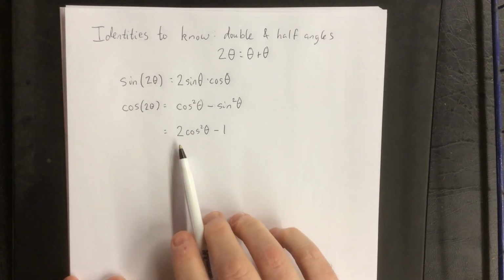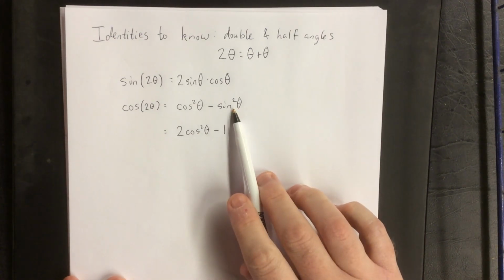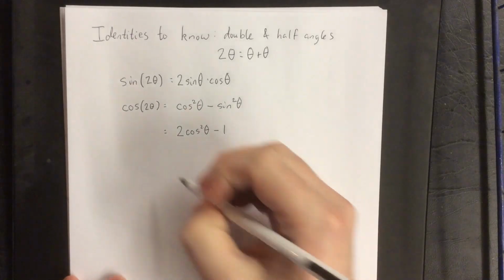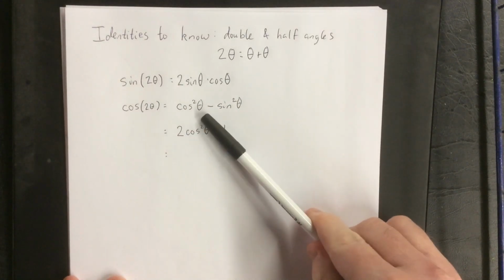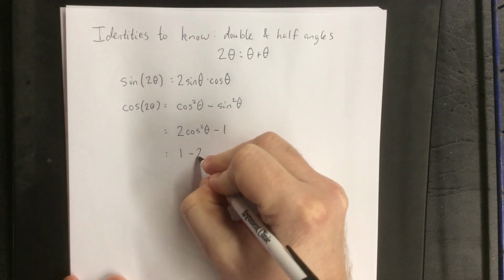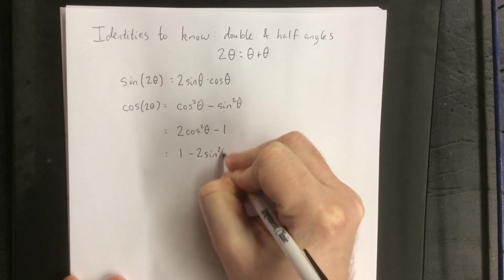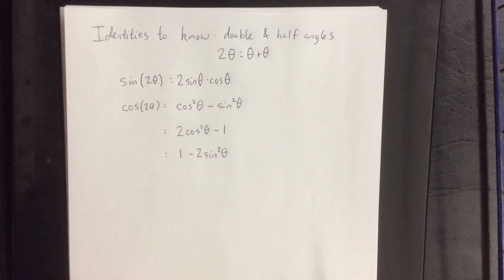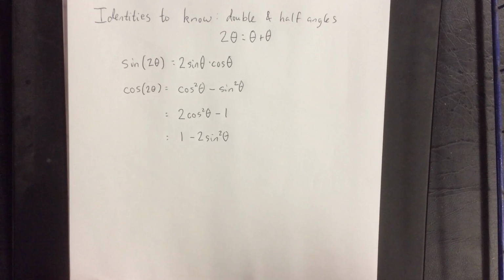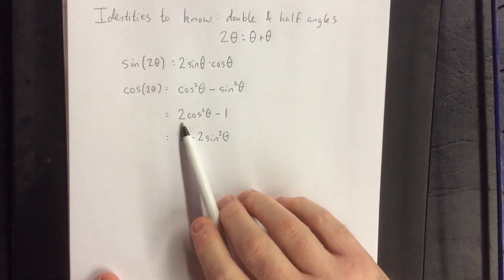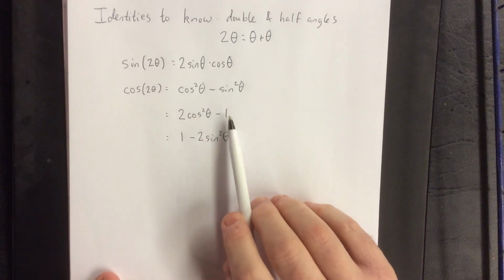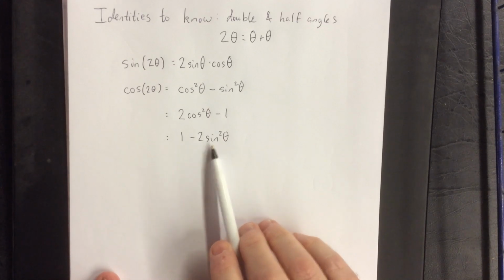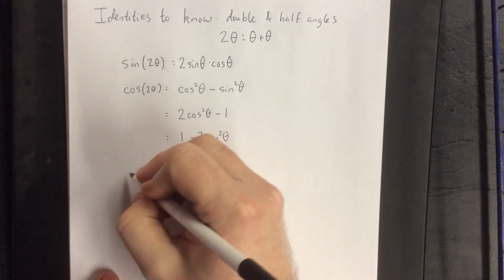One of them would be to turn the sine squared of theta into 1 minus the cosine squared of theta. The other would be to turn the cosine squared of theta into 1 minus the sine squared of theta. That is where these 2 formulas come from. So the cosine of the double angle can also be expressed as 2 times the cosine squared of theta minus 1 and 1 minus 2 times the sine squared of theta.